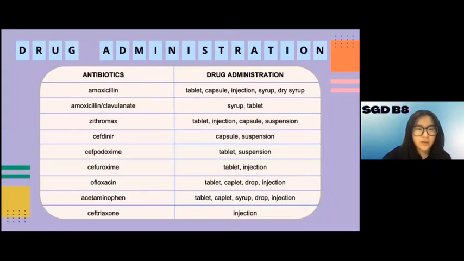And then there is also the antibiotic azithromycin, which can be administered in the form of tablet, injection, capsule, and suspension. And then the drug administration for cefdinir is in the form of capsule and suspension, and for cefpodoxime, tablet and suspension, and the next one is cefuroxime, which can be given in the form of tablet or injection. The next antibiotic is ofloxacin, which can be administered in the form of tablet, caplet, drop, or injection, and then there is acetaminophen, which can be given in the form of tablet, caplet, syrup, drop, or injection. And the last one is the antibiotic ceftriaxone, which can be administered in the form of injection.